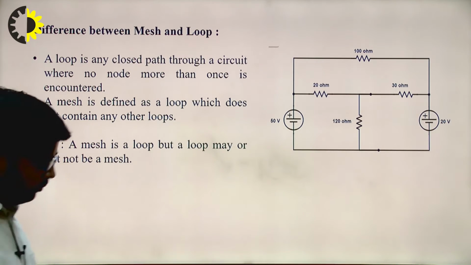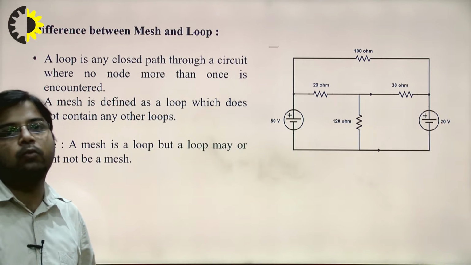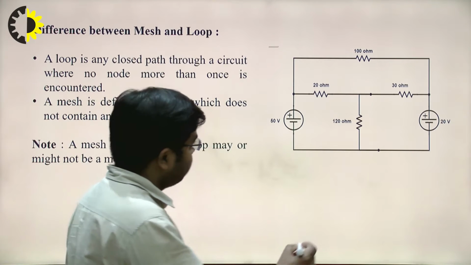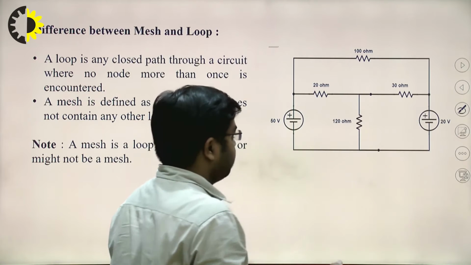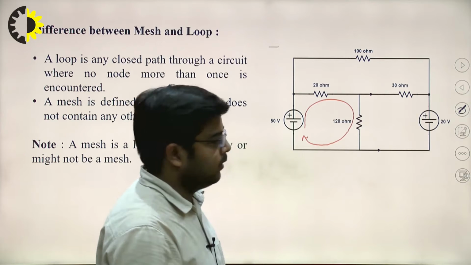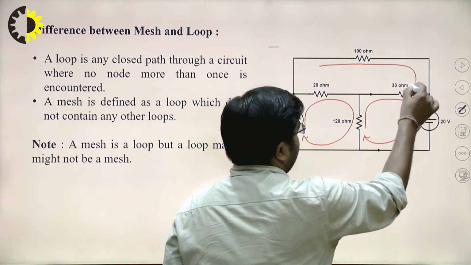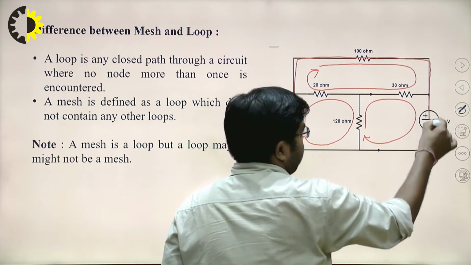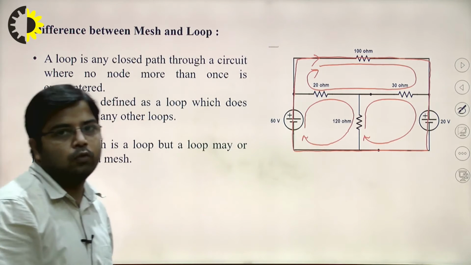A loop is any closed path through a circuit where no node is encountered more than once. So here you can see, this is a loop. Okay, this is a loop, this is a loop, and this is a loop. So these are the loops.